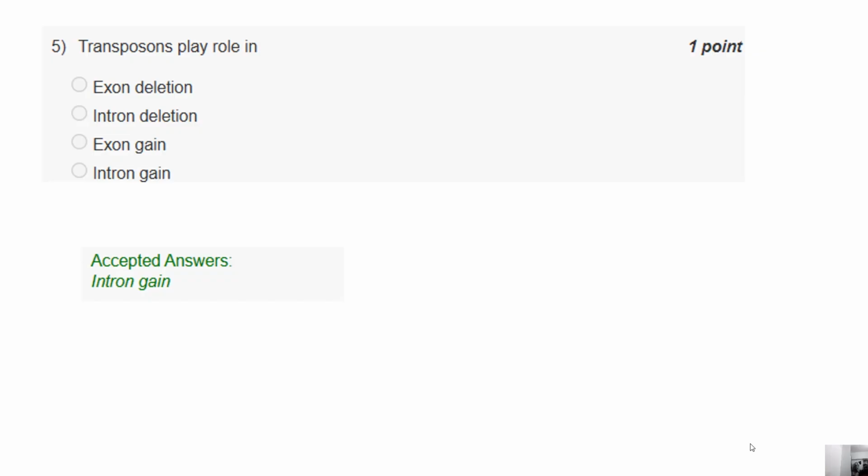So the answer for this will be intron gain. First we'll discuss what a transposon is. A transposon is a DNA segment that can move to different locations in a cell's genome. They are also known as jumping genes, and they move by a cut and paste mechanism. The transposase enzyme recognizes specific sequences on the transposon and cuts it out, and the transposon is then reintegrated into a new location in the genome, and the target site DNA is duplicated, creating a target site duplication.